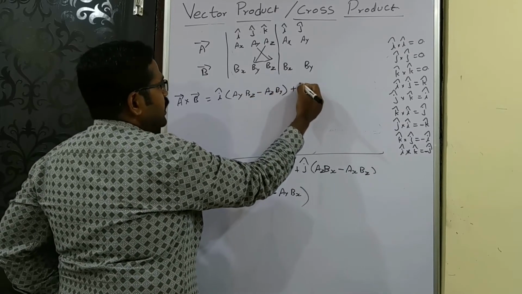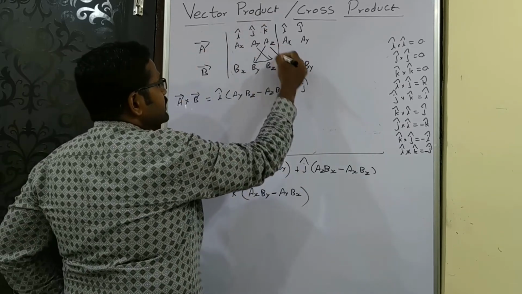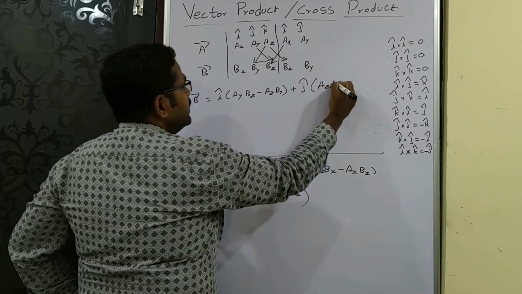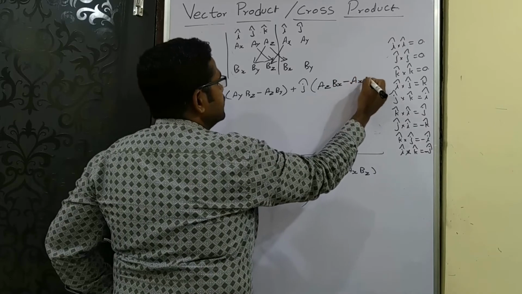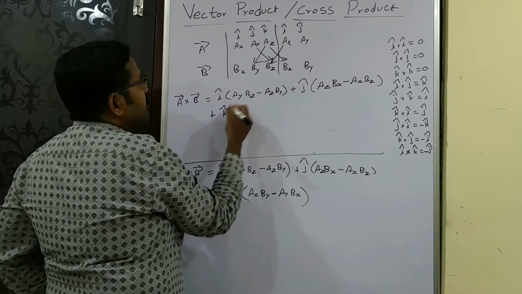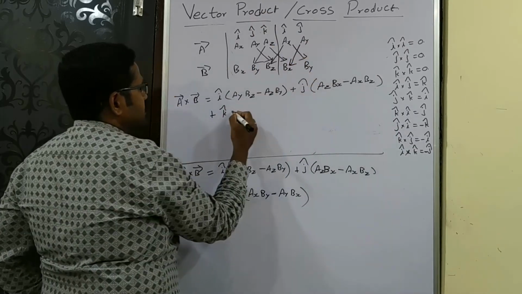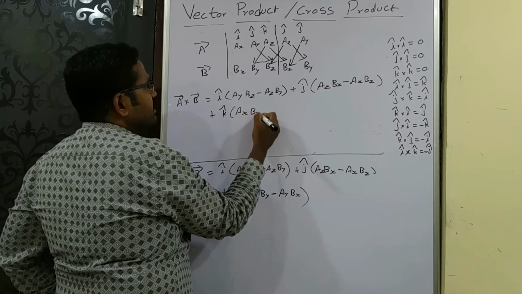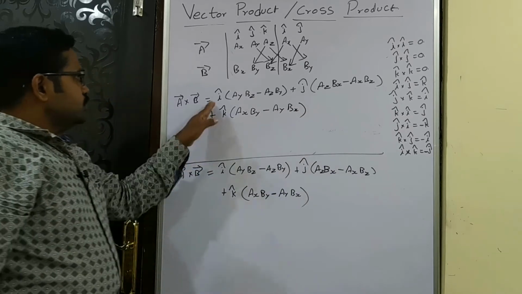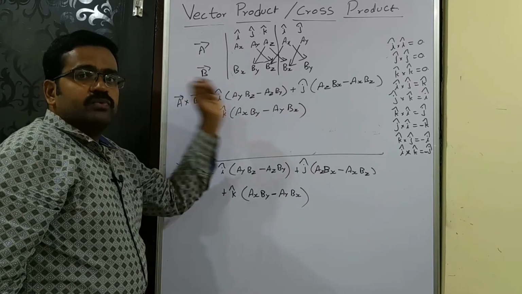Now take positive j cap, leave these components, go to the next level. This is Az Bx minus Ax Bz, plus, now I am taking k cap. Leaving these components, take the other two, Ax By minus Ay Bx. Now just check these two. These two are similar. You got the same answer without getting much confused.